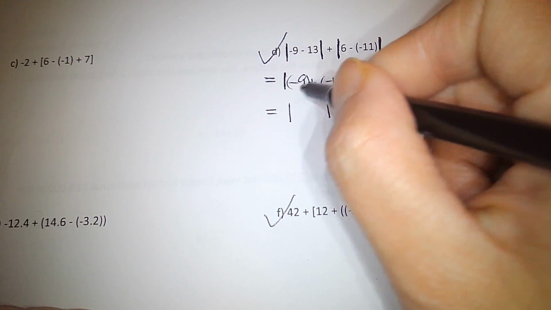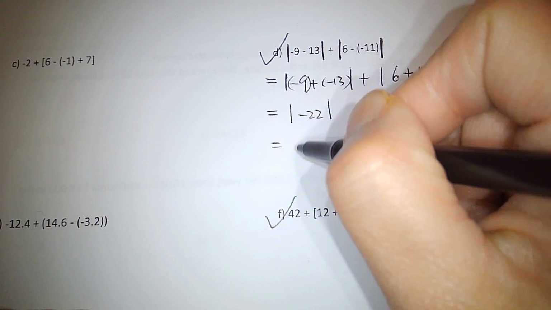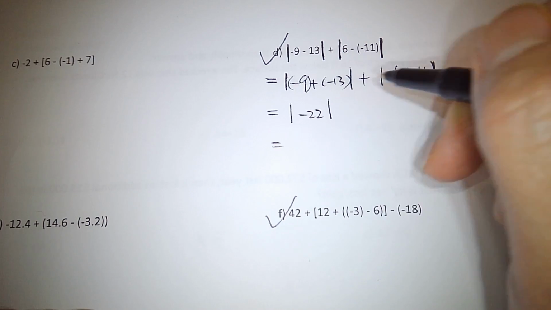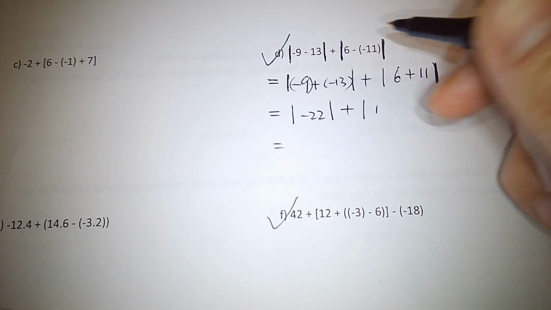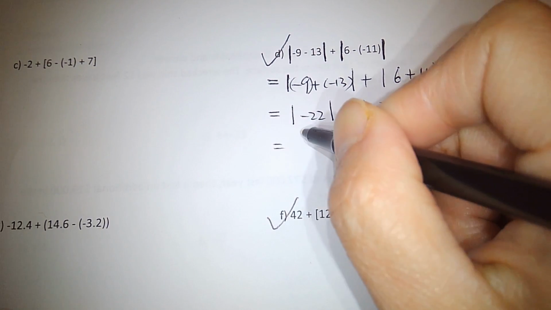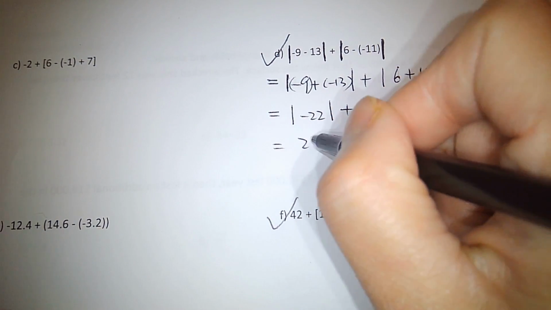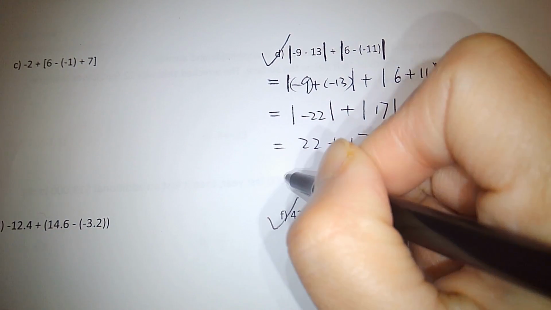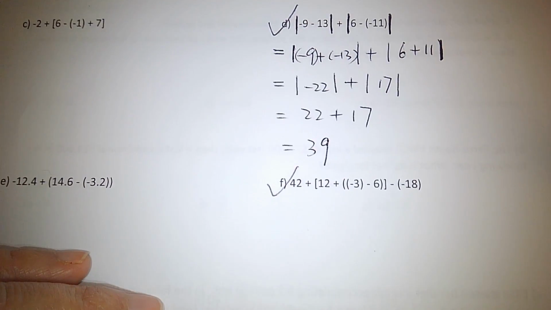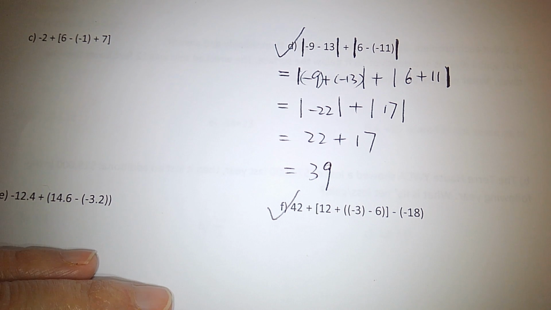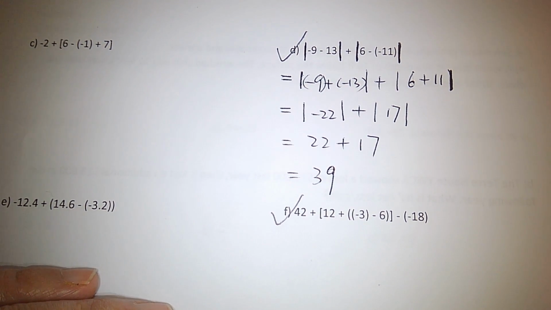Negative 22, right? Yeah, negative 22 eventually gives us 22 after the absolute value, right? And then plus 17. So this is 22. 22 plus 17 eventually is going to be 39. Does everybody get the same answer? Okay.